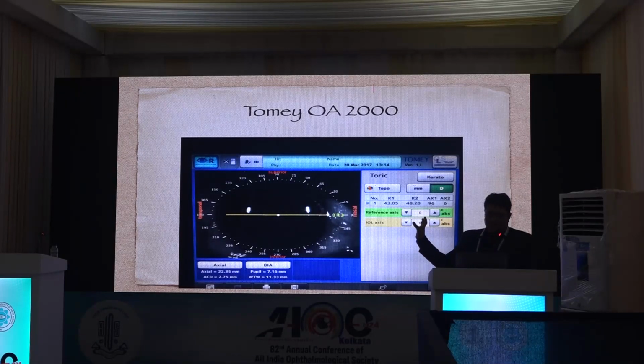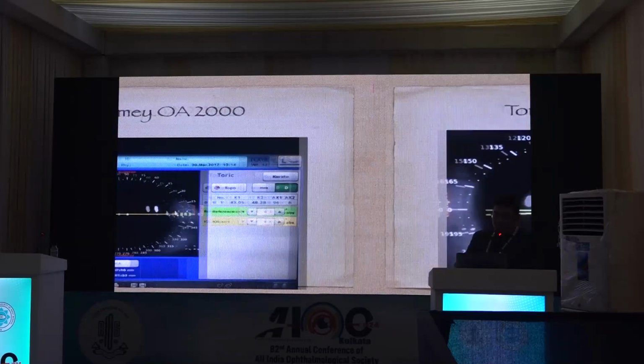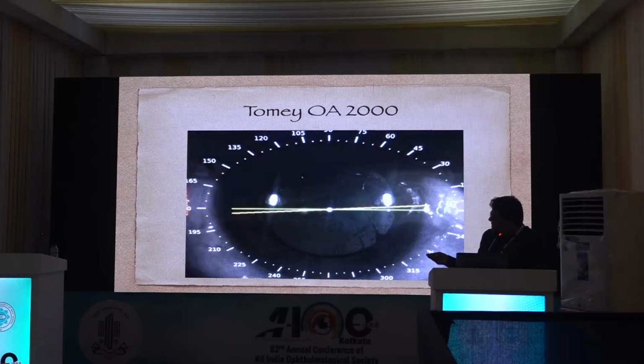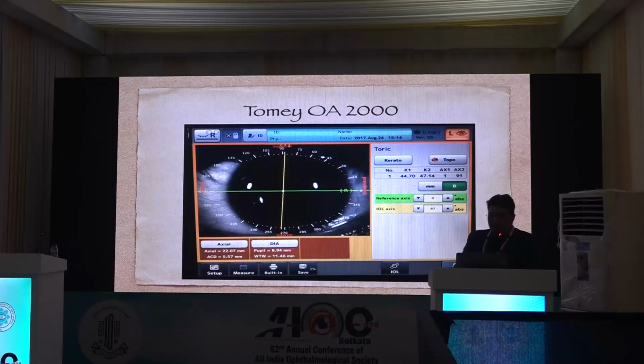So it captures the image like this, and it gives me, at a difference of 1 degree, what the IOL axis is as compared to the reference axis. So when I check on this, this is my reference axis and this is the IOL axis. You can rotate it by 1 degree. Here it shows that the IOL axis, this yellow one, is at 87 degrees.